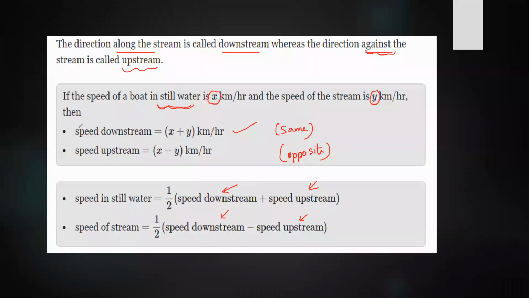Then we have the still water formula: half of downstream plus upstream. Then the river speed formula: half of downstream minus upstream. Please make a note or take a screenshot. We need these four formulas. Then only we can find the speed of the boat in still water, in the river, in downstream or in upstream.